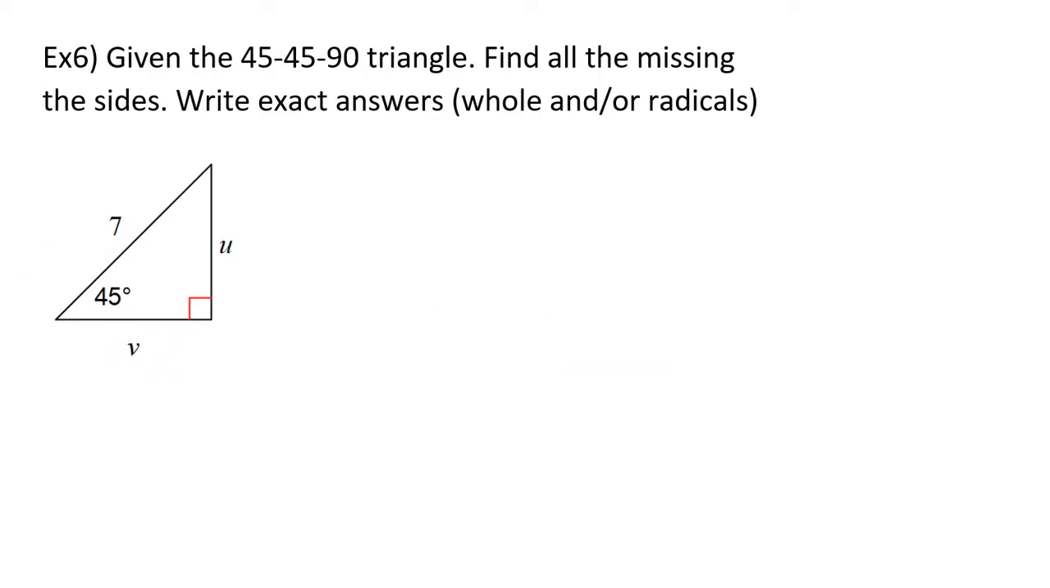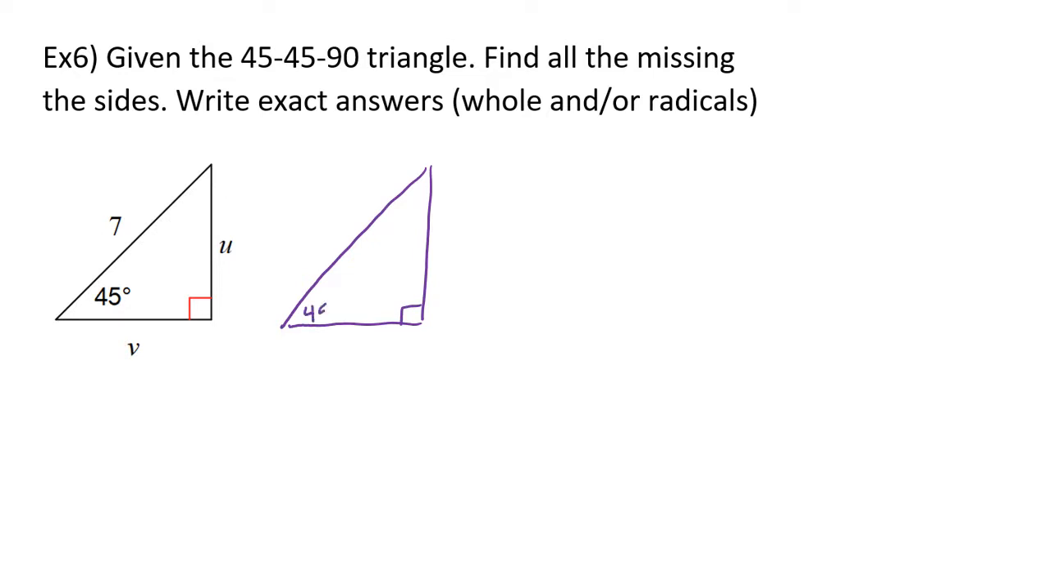All right, so example 6 says given the 45, 45, 90 triangle, find all the missing sides. Write the exact answers, whole numbers and/or radical. So this will be a multiple choice question on your test, because sometimes your answers will have radicals, the square roots that you've been seeing in the past few days. So as always, I recommend that even though they put in variables here, when you do the math, I would just act like they're not there, maybe even draw it out a second time, but not have those variables.